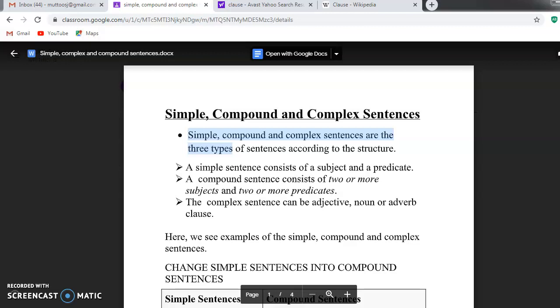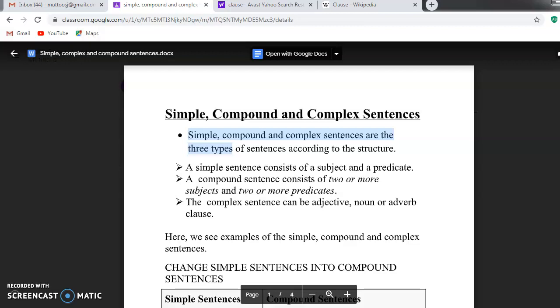Simple sentence. A simple sentence consists of a subject and a predicate. A compound sentence consists of two or more subjects and two or more predicates. The complex sentence can be adjective, noun or adverb clause.